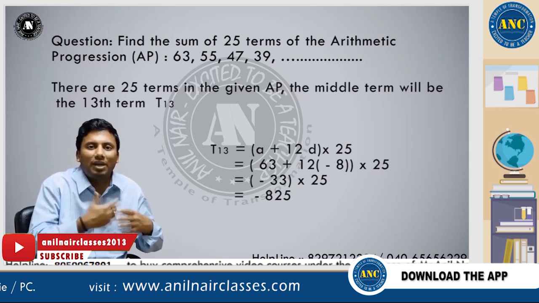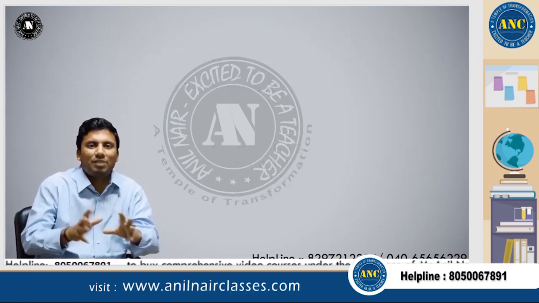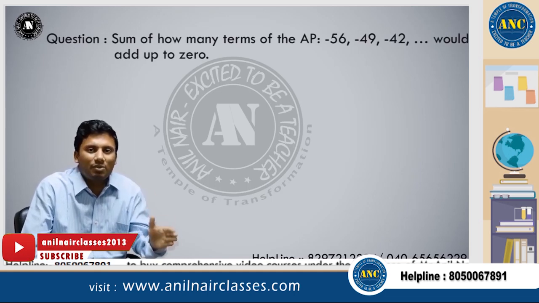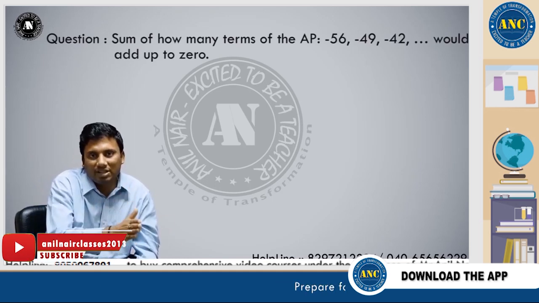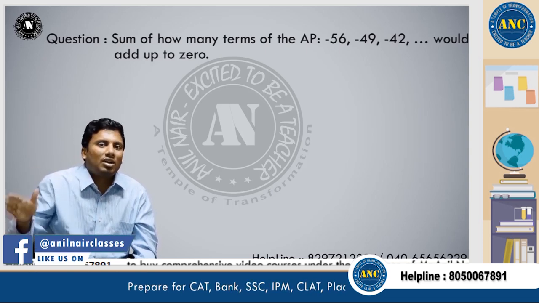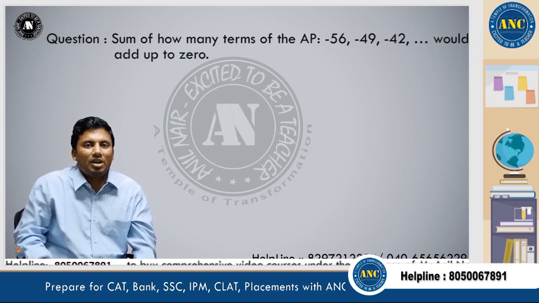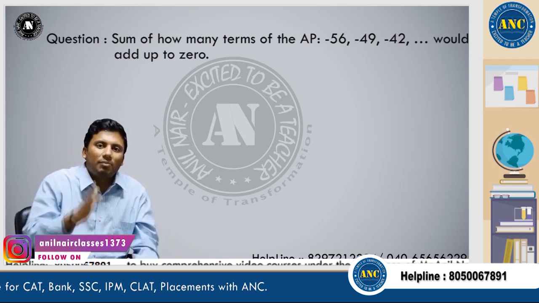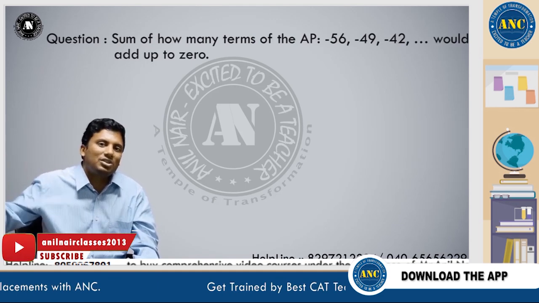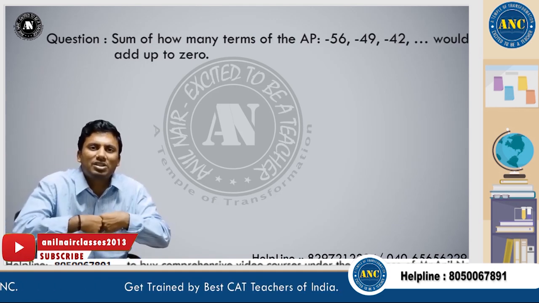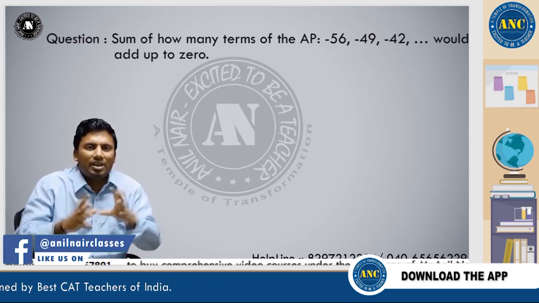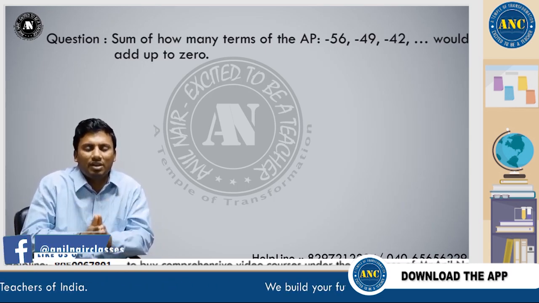For example, another question: how many terms in the sequence minus 56, minus 49, minus 42 and so on will sum up to 0. No need to use Tn or Sn formulas. Let us read the question again and solve it in a logical way.